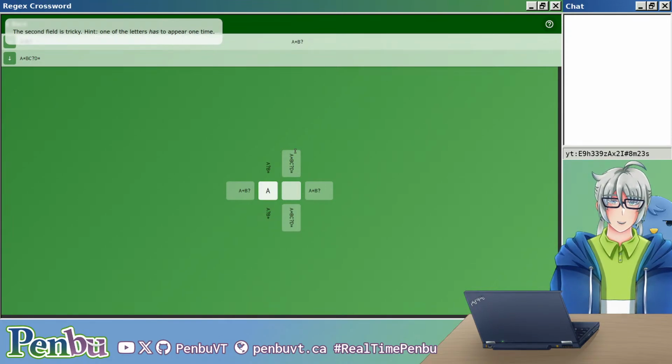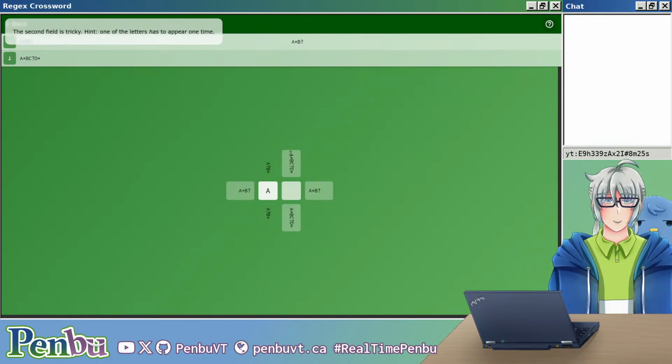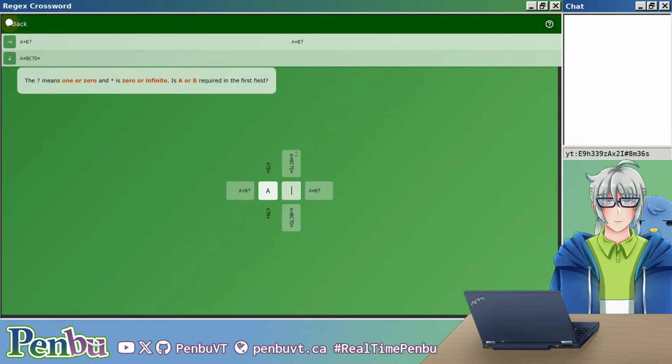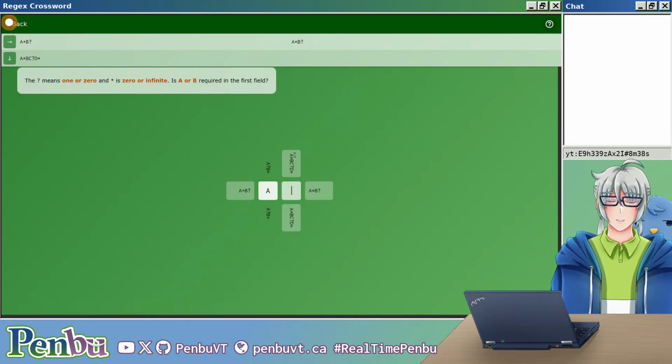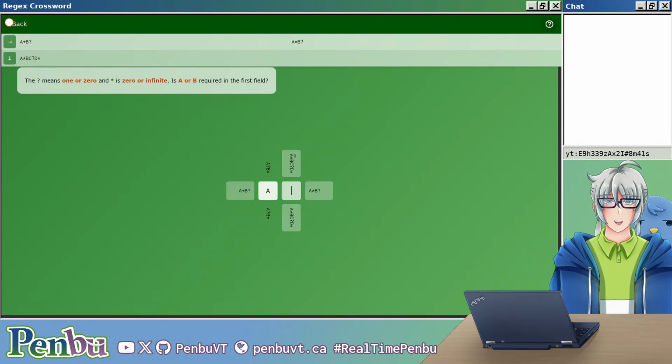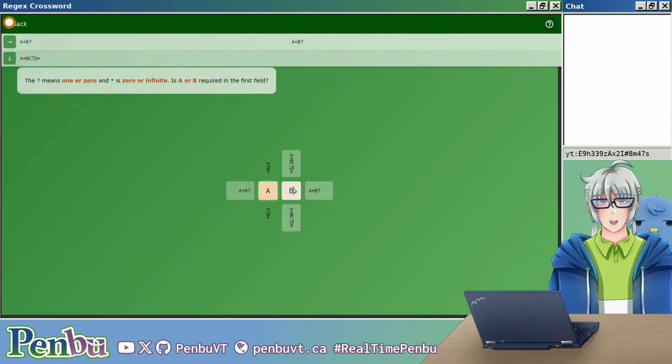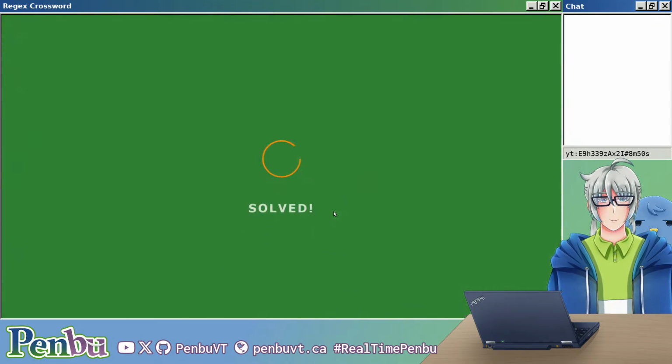And so we can look at the second column here. A star, which means 0 or more A's, followed by a B, followed by maybe a C, and then 0 or more D's. We are forced to have a B here. And that satisfies this because A star means 0 or more A, so we don't need to have an A at the beginning. So that is a B. Next.